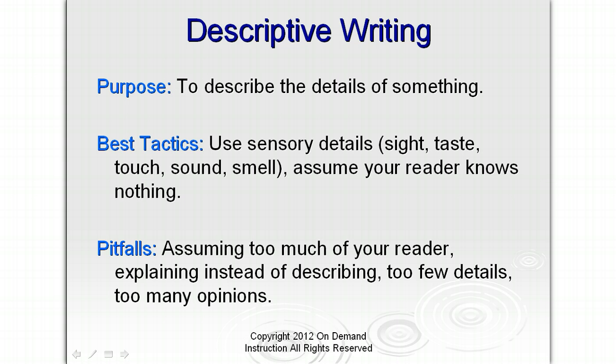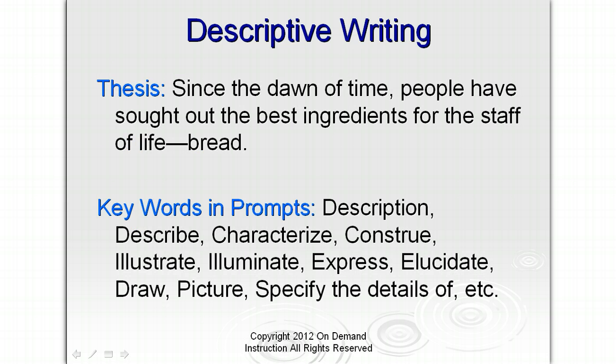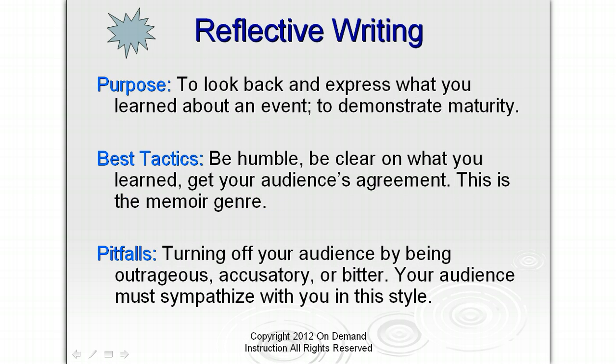In descriptive writing, your purpose is to describe the details of something. Ways you can do this are to include your sensory details like sight, taste, touch, and so forth, and assume that your reader knows nothing. Pitfalls are to assume too much of your reader, to explain instead of describe, to use too few details, or too many opinions. An example thesis might be: since the dawn of time, people have sought out the best ingredients for the staff of life, bread. Keywords you may run across: description, describe, characterize, construe, and so forth.